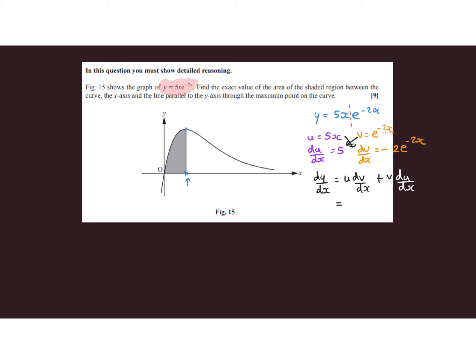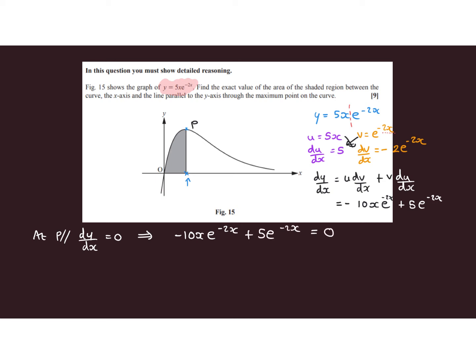So let's fill those in. So u multiplied by dv by dx gives me negative 10x e to the power of negative 2x, and then I need to add on 5e to the negative 2x, v multiplied by du by dx. Now, let's call this maximum point here p, and what we know is that at p, dy by dx must equal 0, which tells me that minus 10x e to the minus 2x plus 5e to the minus 2x equals 0.